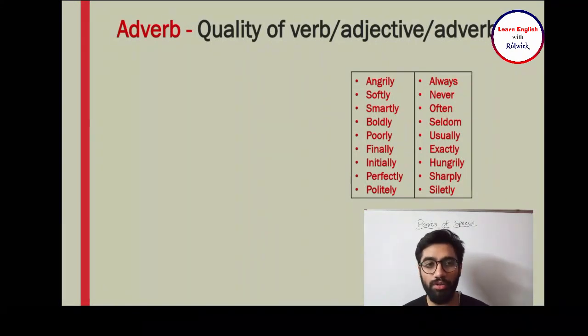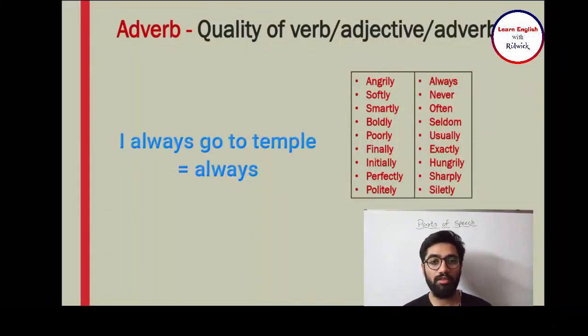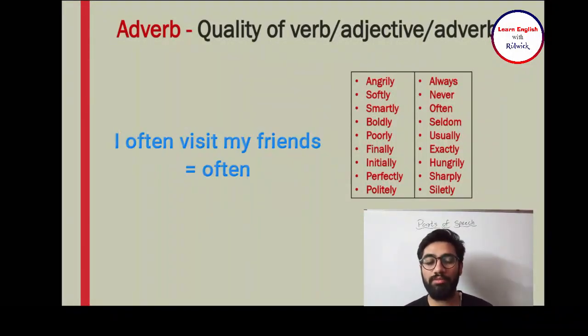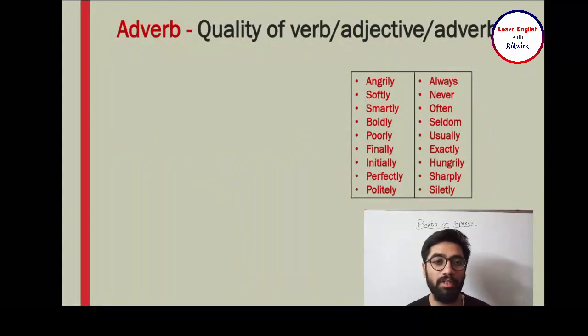On the other hand, we also have different kinds of words like always, never, often, seldom. If I give an example, I always go to temple. So always shows the quality of the verb, that is to go. I never smoke. By using this word never, I am emphasizing the frequency of smoking. I often visit my friends, which shows the frequency of this verb being performed, and so on.